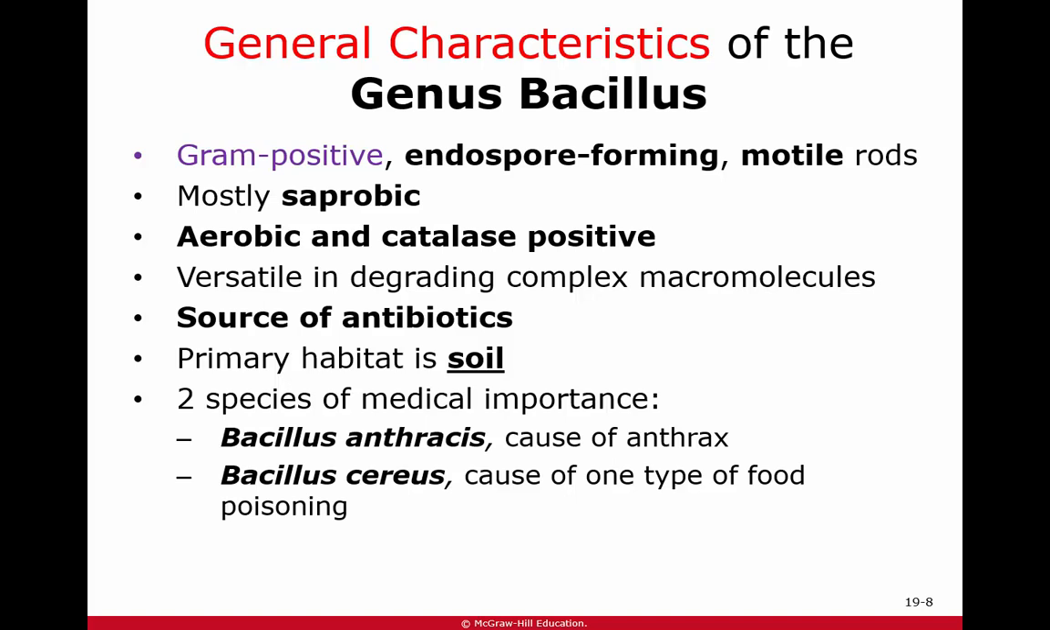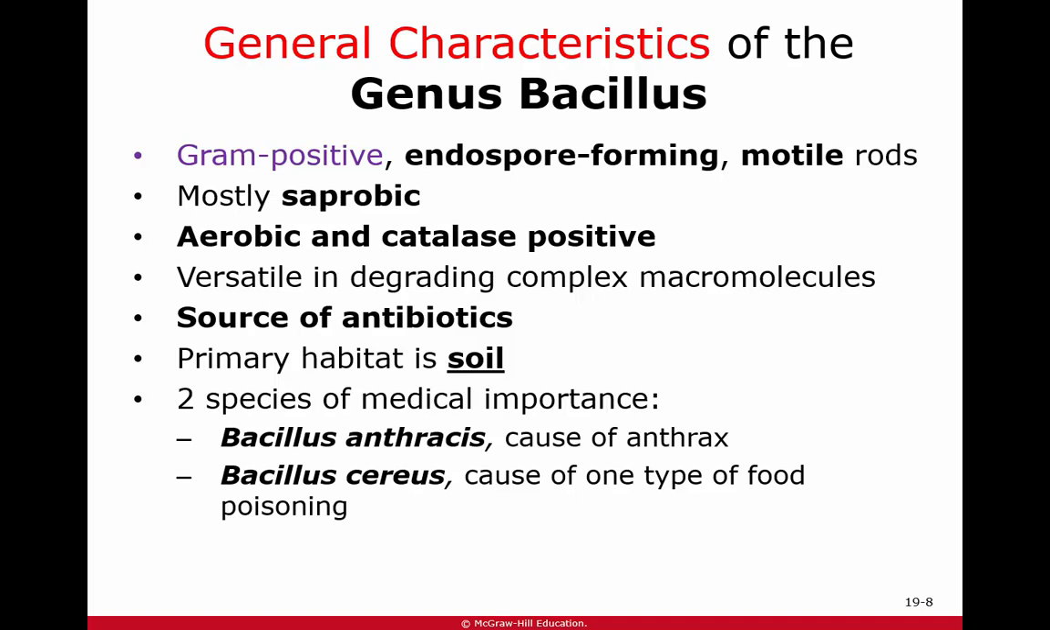All right, so let's get to some general characteristics of Bacillus. We know that they're gram-positive, endospore forming, and motile. And then we know that they're mostly saprotrophic, or saprobes. What that means is that they're decomposers, so they help to break down other organisms. We know that they are aerobic, which means that they need oxygen. We know that they are catalase positive, which means that they are able to break things down and give off oxygen. We'll learn about that later, but they're catalase positive.